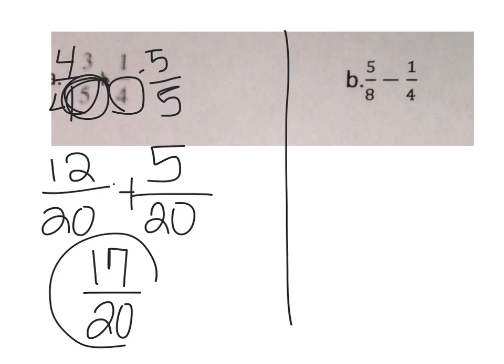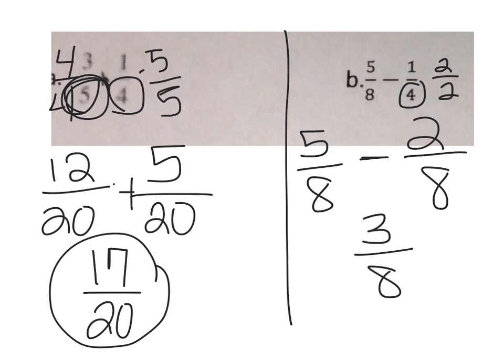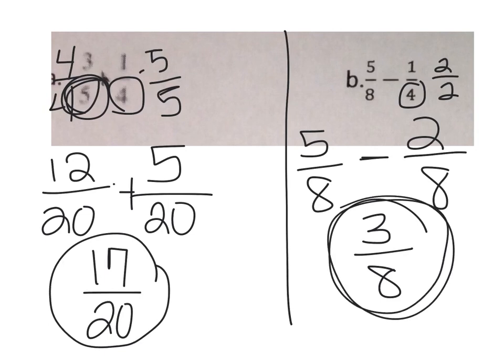That's my final answer. Part B, oh wow, this one looks a lot easier because I have 5/8, and 8 is going to be my common denominator because 4 goes into 8. So guess what? That first fraction I can keep as is. The second fraction is the only one I need to change. So 4 times what gives me 8? 2. So my giant 1 is 2 over 2. 1 times 2 is 2. 5 minus 2 is 3 over 8, 3/8.